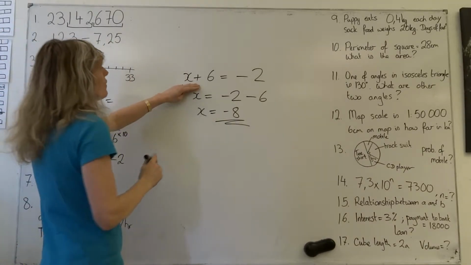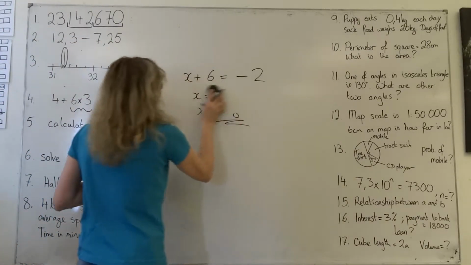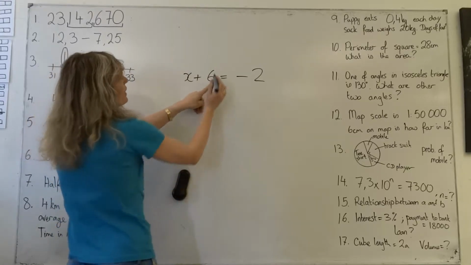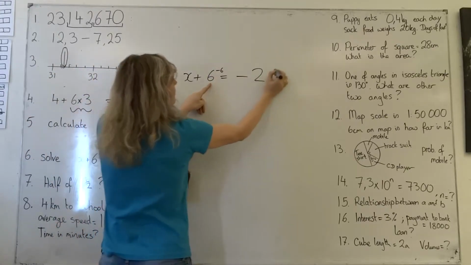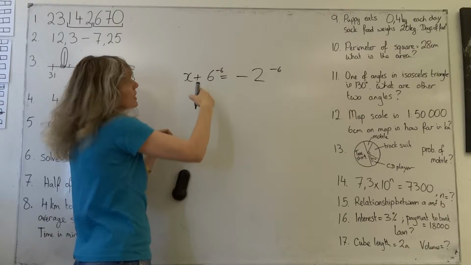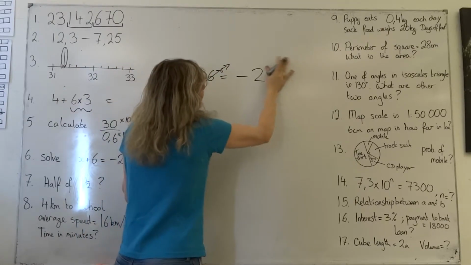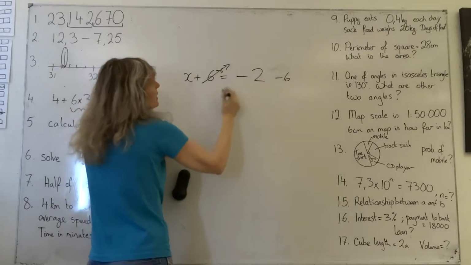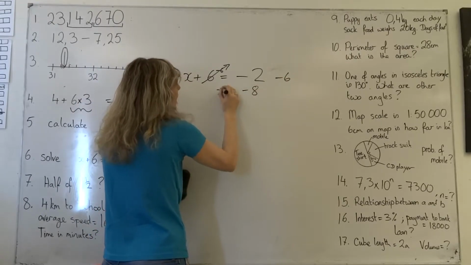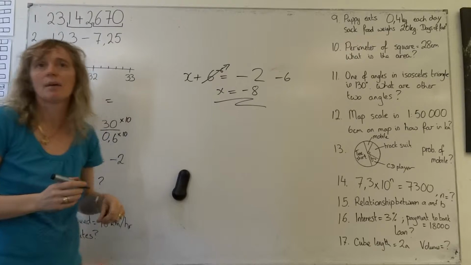Another way of thinking of this one is just by saying, okay, I want to get rid of this 6. Let's take away 6 from both sides of the equation. 6 minus 6 is 0. Minus 2 minus 6, not the power of, by the way. Minus 2 minus 6 is minus 8. So you can do it that way as well and you'll get exactly the same answer.